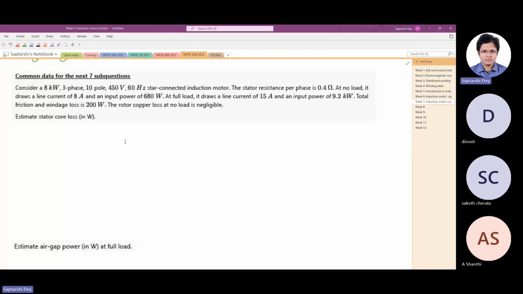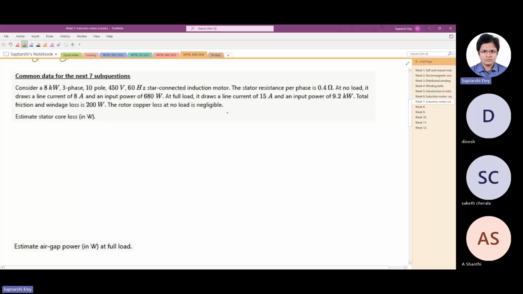The first question is: consider an 8 kilowatt, 3-phase, 10 pole, 450 volt, 60 hertz, star connected induction motor. Stator resistance per phase is this much. At no load, it draws a line current of 8 ampere and input power of 680 watt. At full load, it draws a line current of 15 ampere and this much input power. Total friction and windage loss is this much. Rotor copper loss at no load is negligible. Estimate the stator core loss.